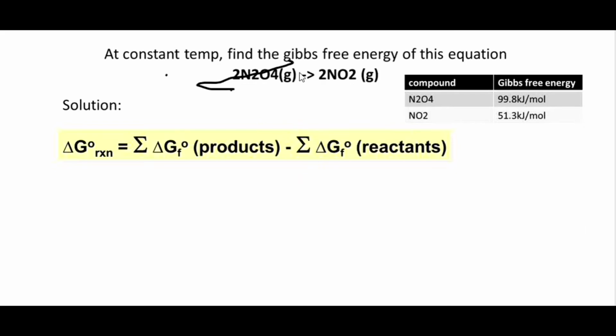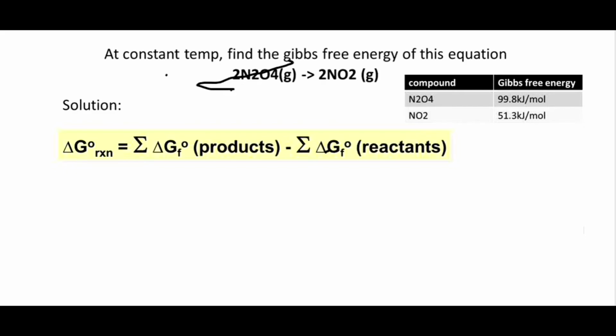So this is the reactant right here, and this one is the product right here. So why are we going to use this equation? This equation is ideal if the temperature is constant. So use this if the temperature is constant. Let's set up the equation now that we know what's the reactant and the product.